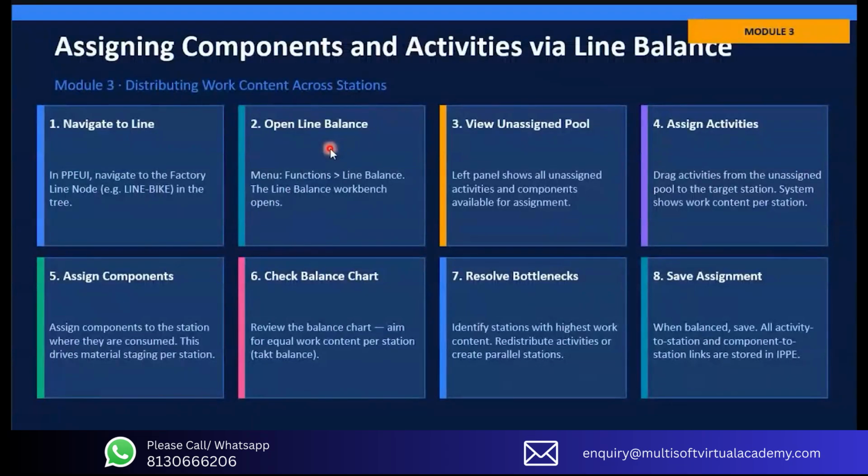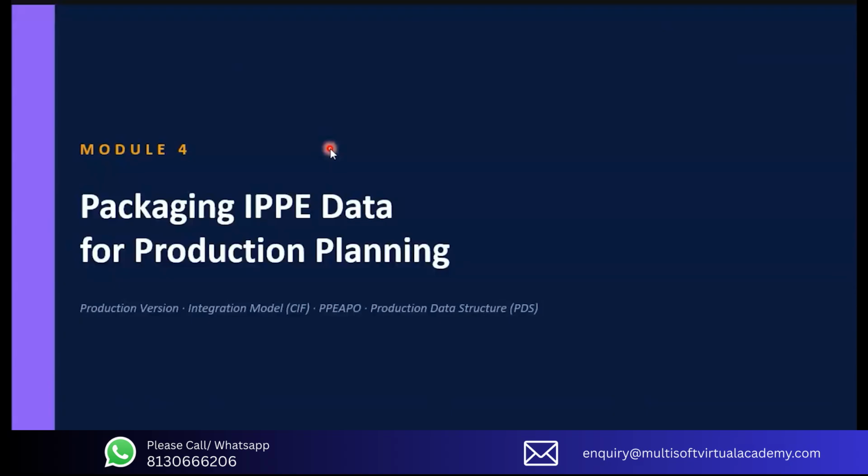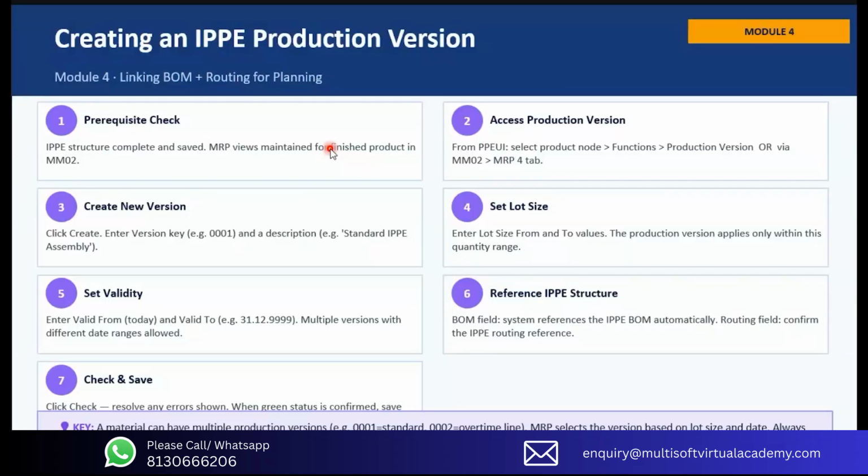We have done the complete structure now: product structure, process structure, and factory structure. These three are created and saved for a product. Now we are ready. See what it is saying: MRP views maintained for finished product in MM02. They are there. Next, access production version.